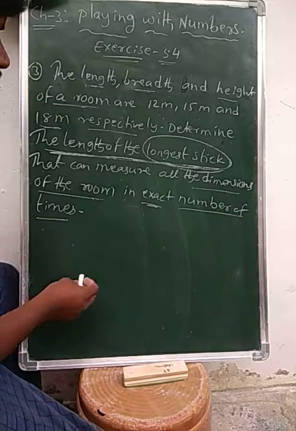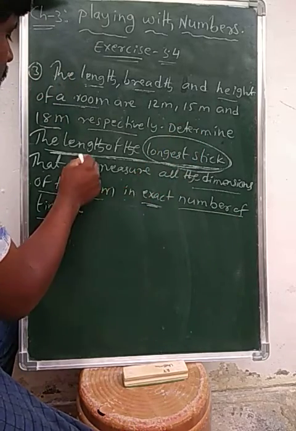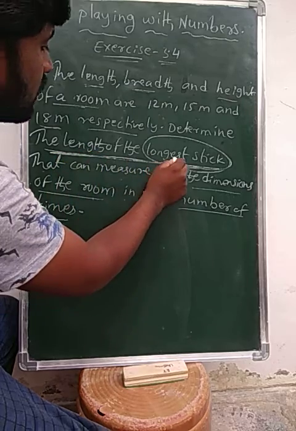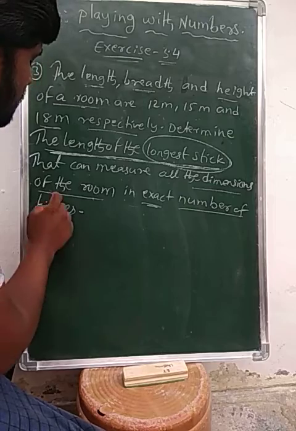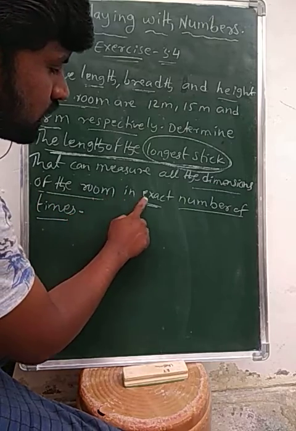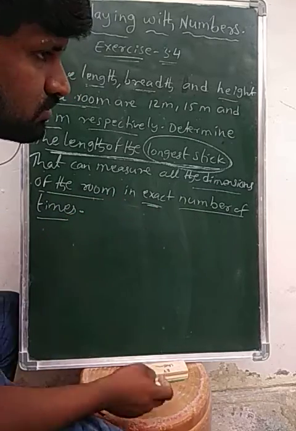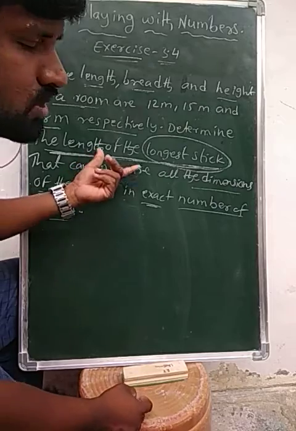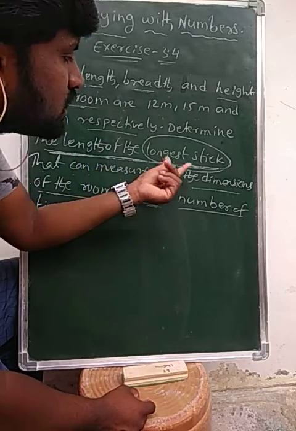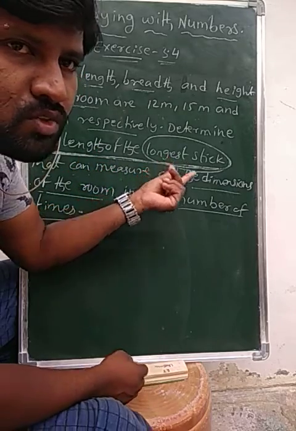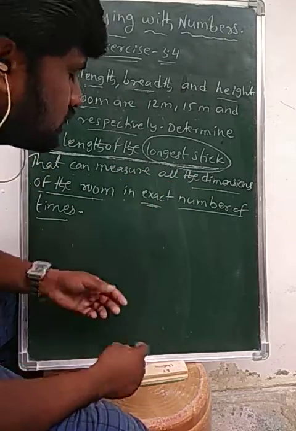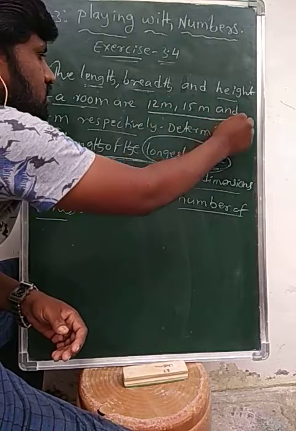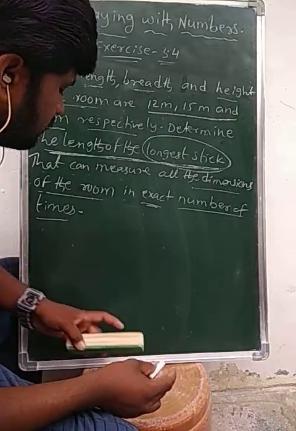What is the question? Determine the length of the longest stick that can measure all the dimensions of the room in exact number of times. So in this question we need to find the longest stick, means we need to find the HCF, highest common factor of the particular given dimensions.